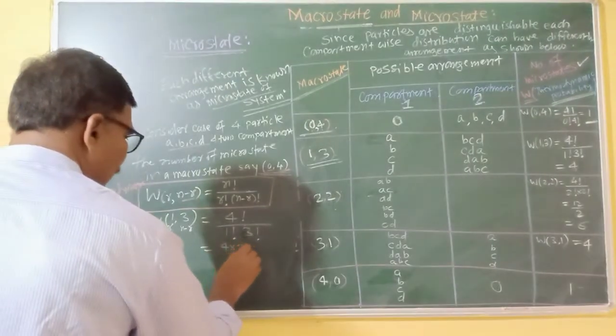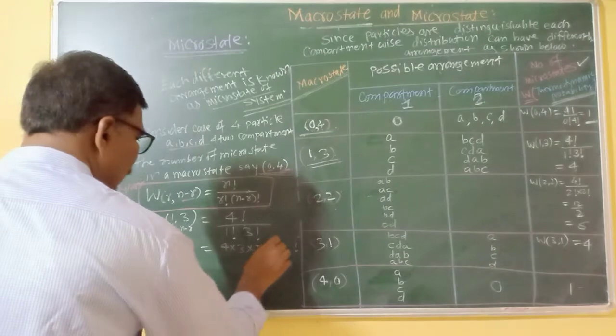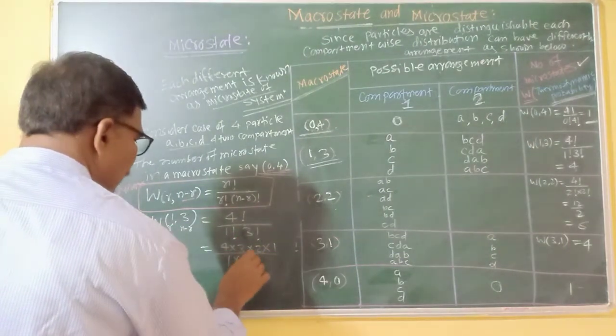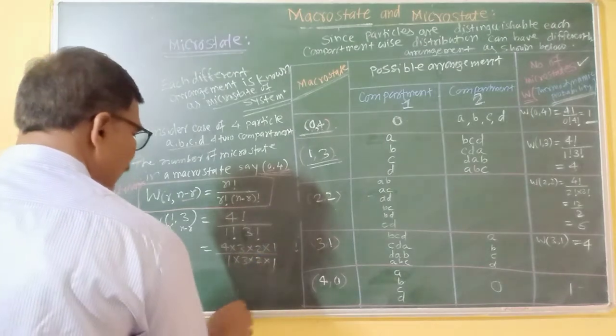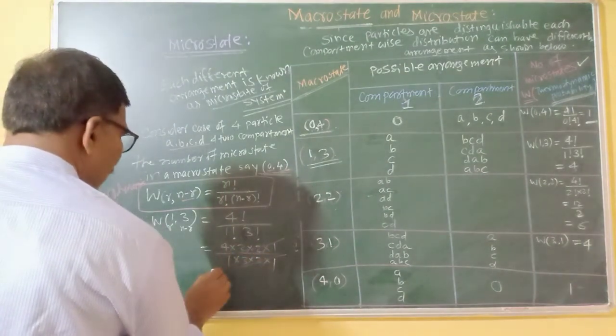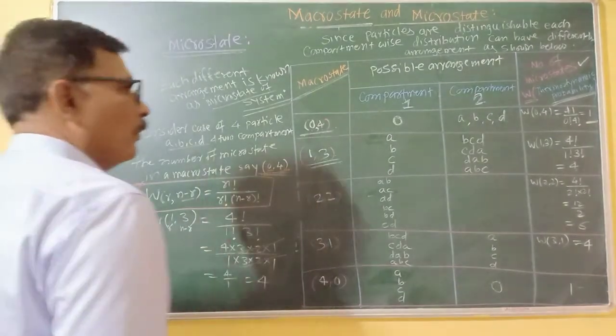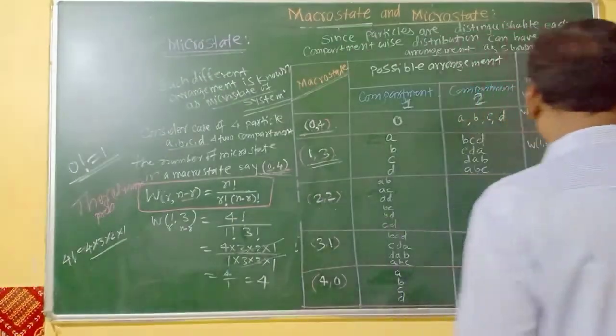And it gives us 4 into 3 into 2 into 1 divided by 1 into 3 factorial, which is 3 into 2 into 1, and this gets cancelled. And what is the answer we have? 4 by 1, it is equal to 4. What is the answer? See here, this is the 4.